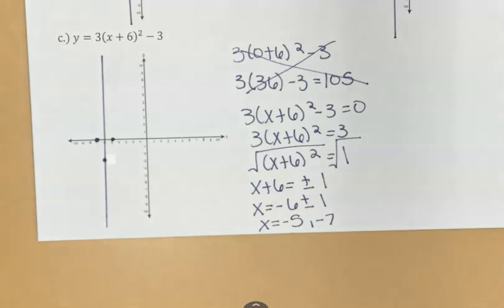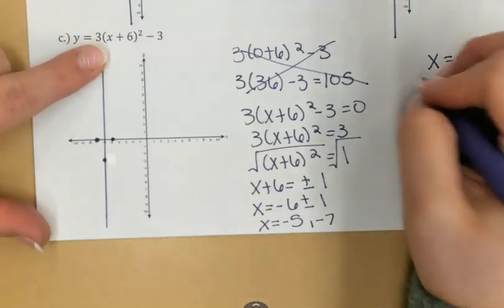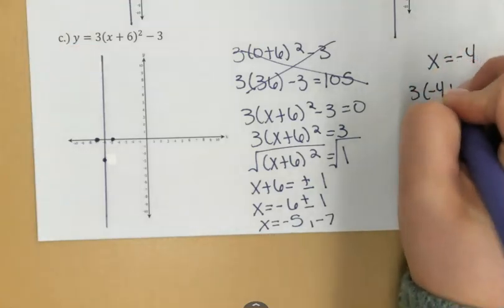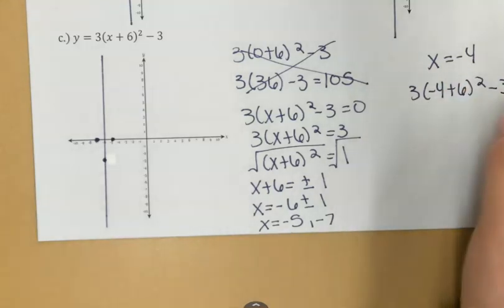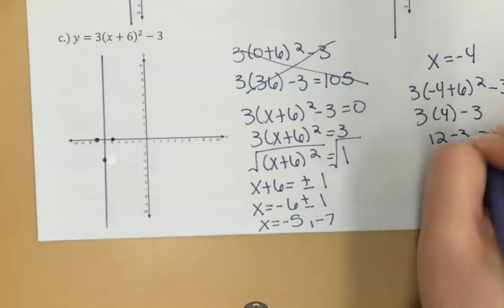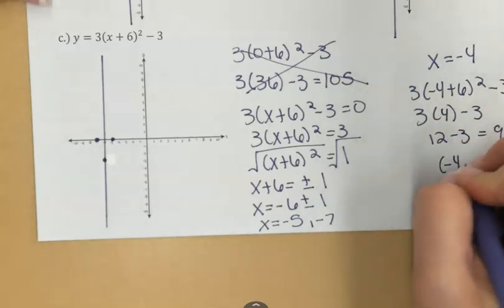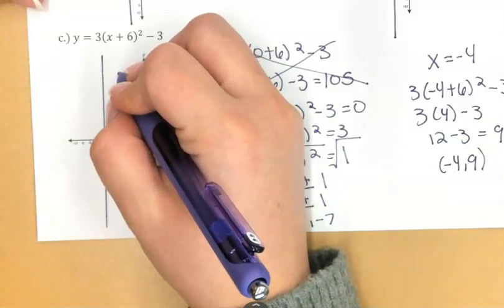Now, to get my last 2 points, I'm going to need to do a table again. So I need to think of an x value. I'm going to go with -4. So if x is -4, I'm going to plug that into my function. -4 plus 6 is 2. 2 squared is 4. So 12 minus 3 gives me 9. So I've got a point at -4, 9, which is here.